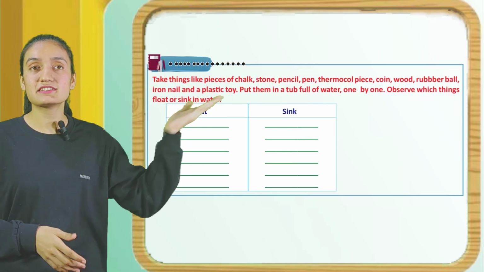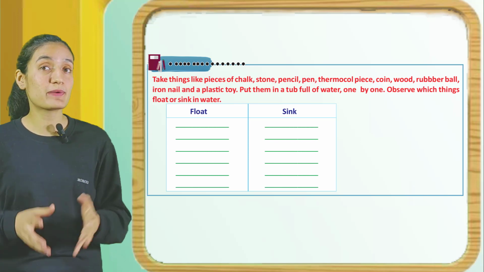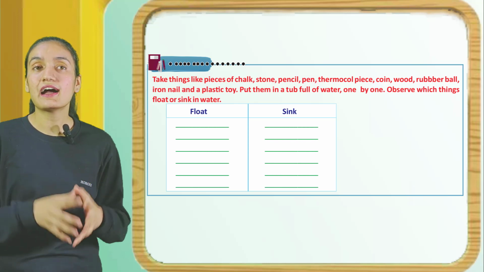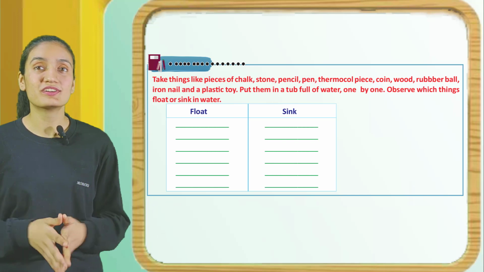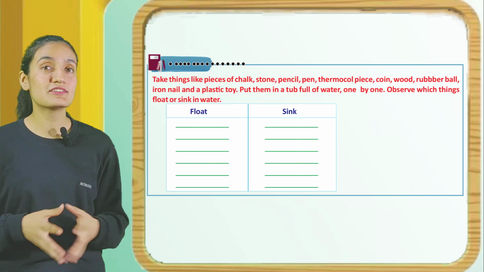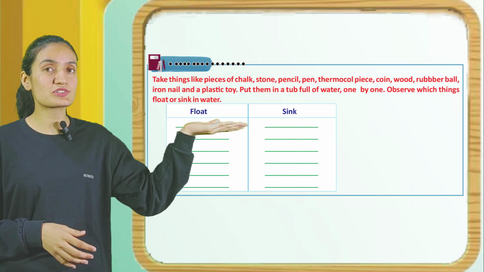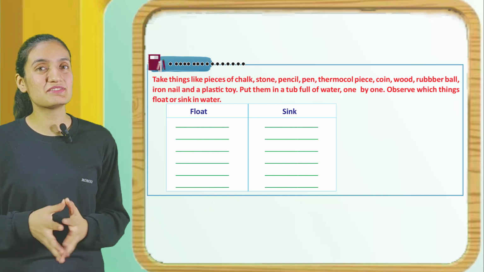Now, we have an activity to do. Take things like pieces of chalk, stone, pencil, pen, thermocol piece, coin, wood, rubber ball, iron nail, and a plastic toy. Put them in a tub full of water. One by one, observe which things float or sink in water. Write down things which float on water and here things which sink in water. In this way, do this activity on your own.